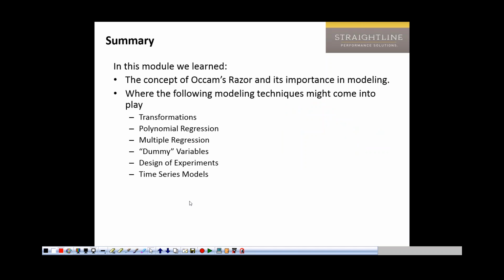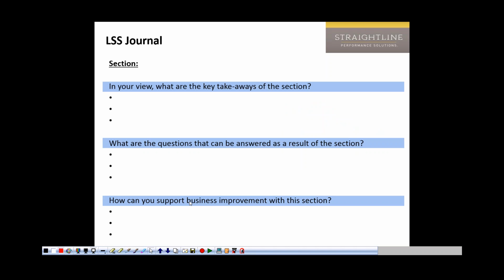All right, so we covered a lot of ground in here. Let's get started on the very simplest of the regression, and we'll start again with the walk before we run. Take a minute to write down, in your view, what are the key takeaways of what we just talked about, what are the questions that you can answer, and how you can support business improvement. If you focus on that first one, the key takeaways, I think you'll be good.